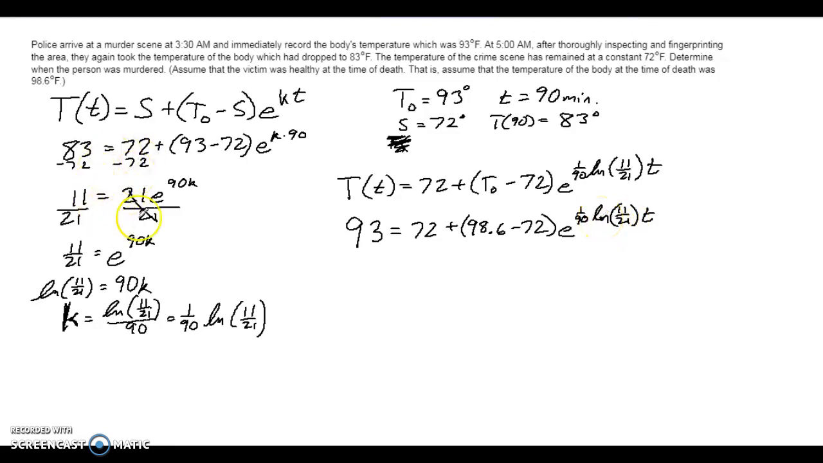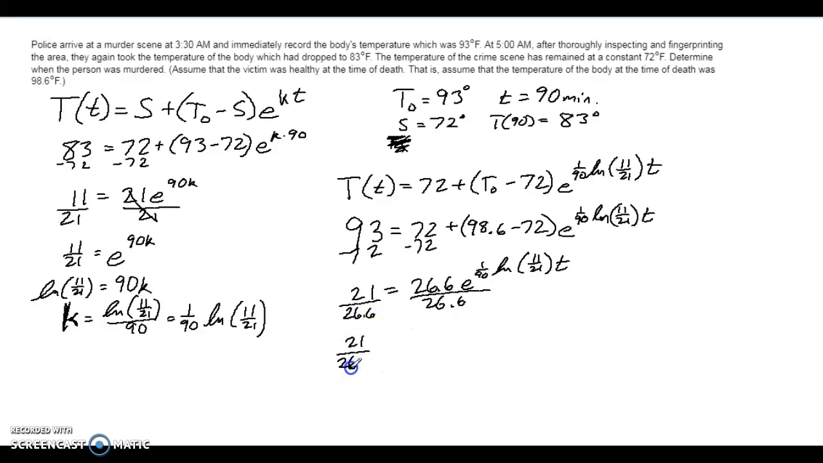But now the process really follows what we did over here on the left. I'm going to subtract 72 from each side. But I've already done that subtraction that was in here, so that's 21. 98.6 minus 72 is 26.6. Divide both sides by 26.6. We get 21 over 26.6 is equal to e to that big, long, ugly K times t.